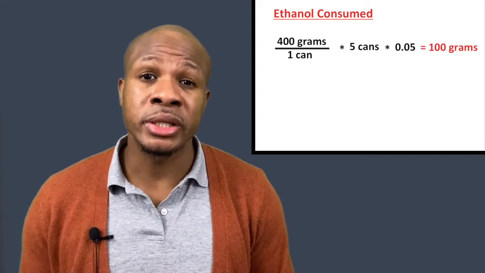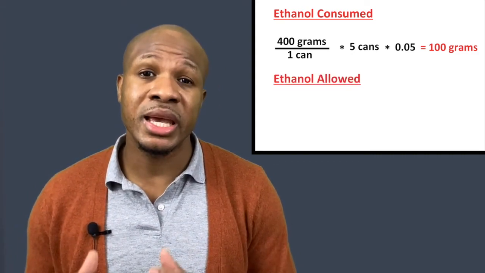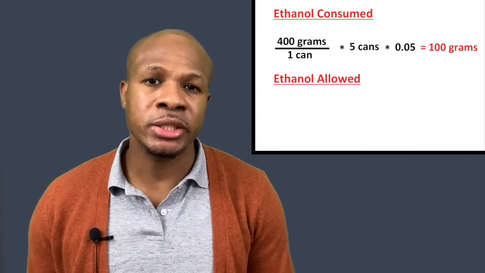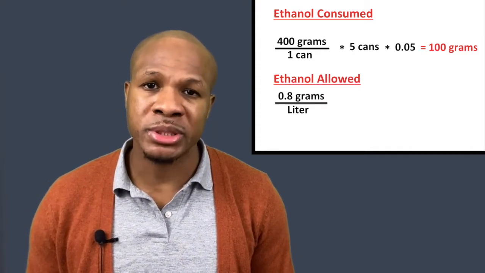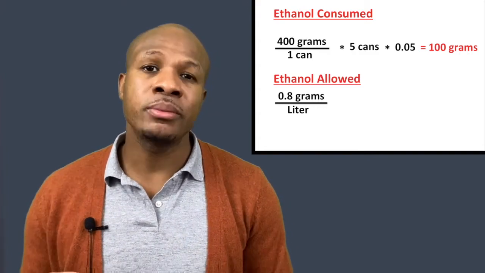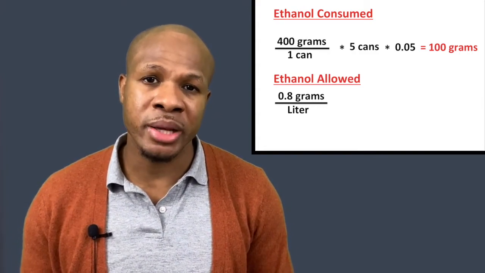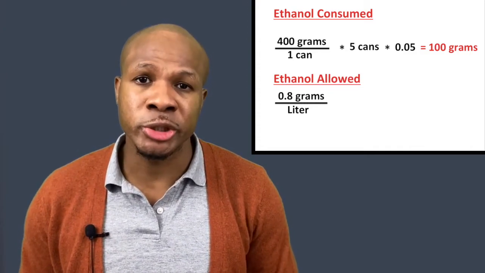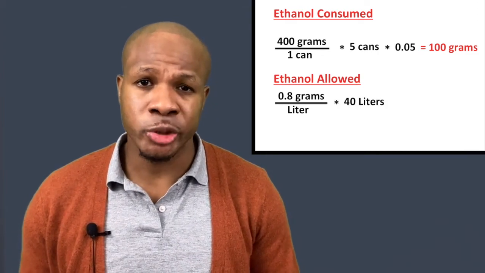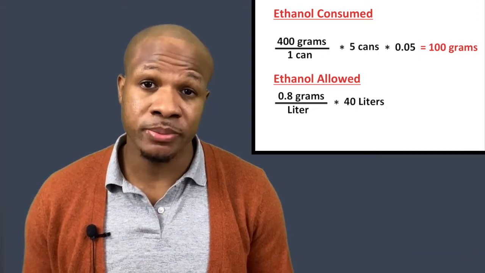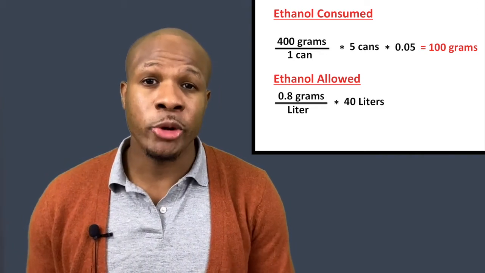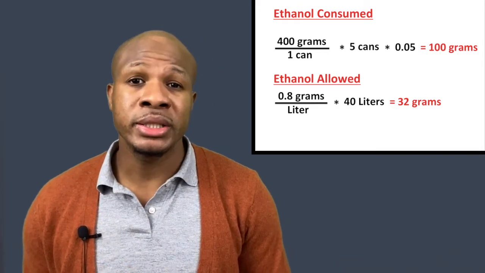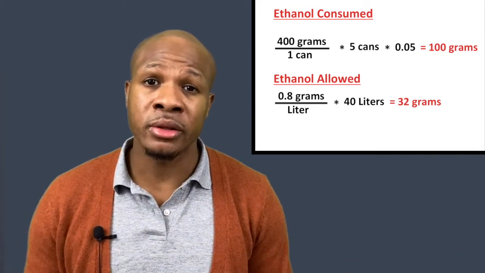Now let's compare that to the legal limit. The legal limit is 80 milligrams per deciliter. But let's change that to grams per liters. When we change that to grams per liters, we get 0.8 grams per liters. And that is the legal concentration. If the legal concentration is 0.8 grams per liters, how many grams is this student allowed to have in his bloodstream? All we have to do is multiply by the volume of distribution, and we're told that the volume of distribution is 40 liters. So when we multiply 0.8 times 40, what do we get? We get 32 grams. So legally, this student can have 32 grams of ethanol in his bloodstream.